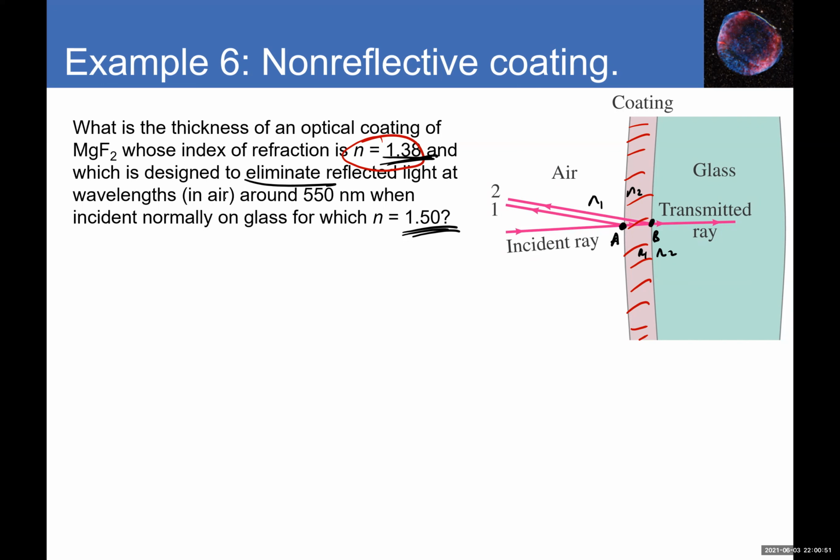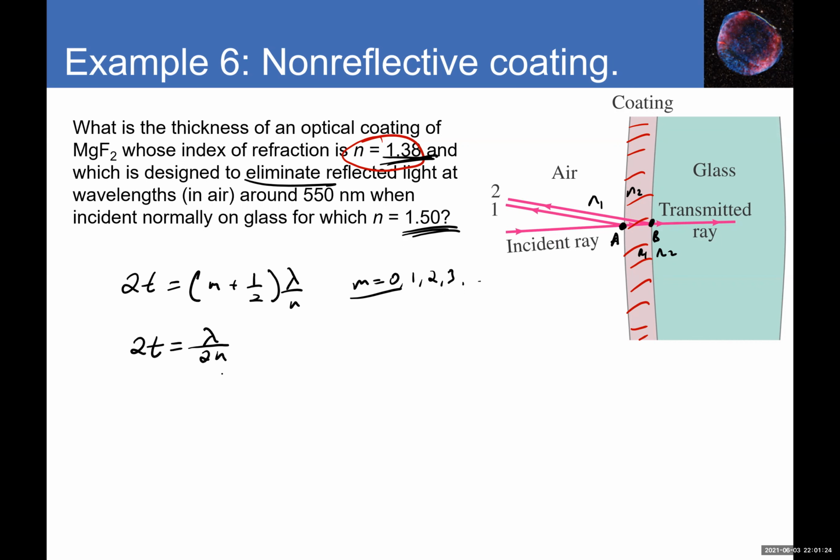Okay. That means ray 1 and ray 2 will both undergo phase change. So that means the equation for the destructive interference will be 2t equals m plus 1/2 times lambda over n. Again, remember, it's always m equals 0, 1, 2, 3, and so on and so forth. So looking at where m equals 0, this equation becomes 2t equals lambda over 2n.